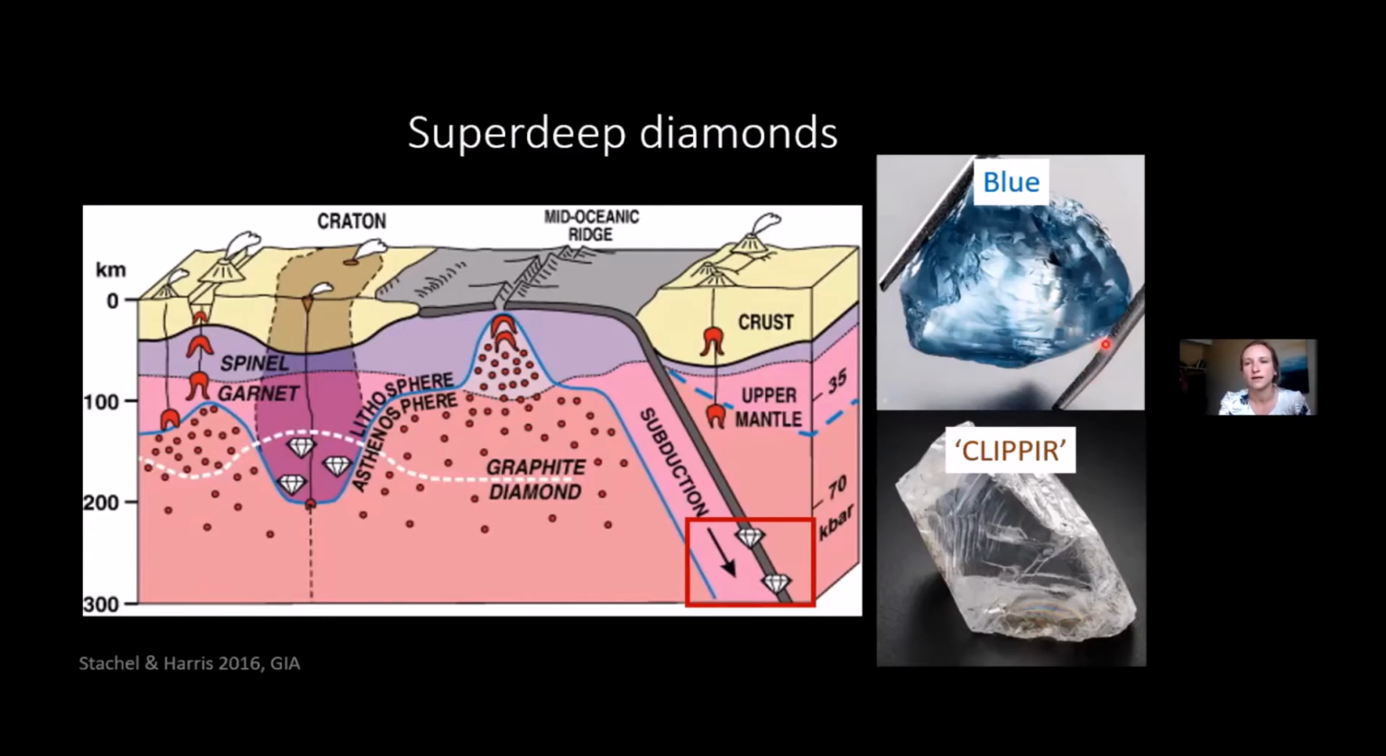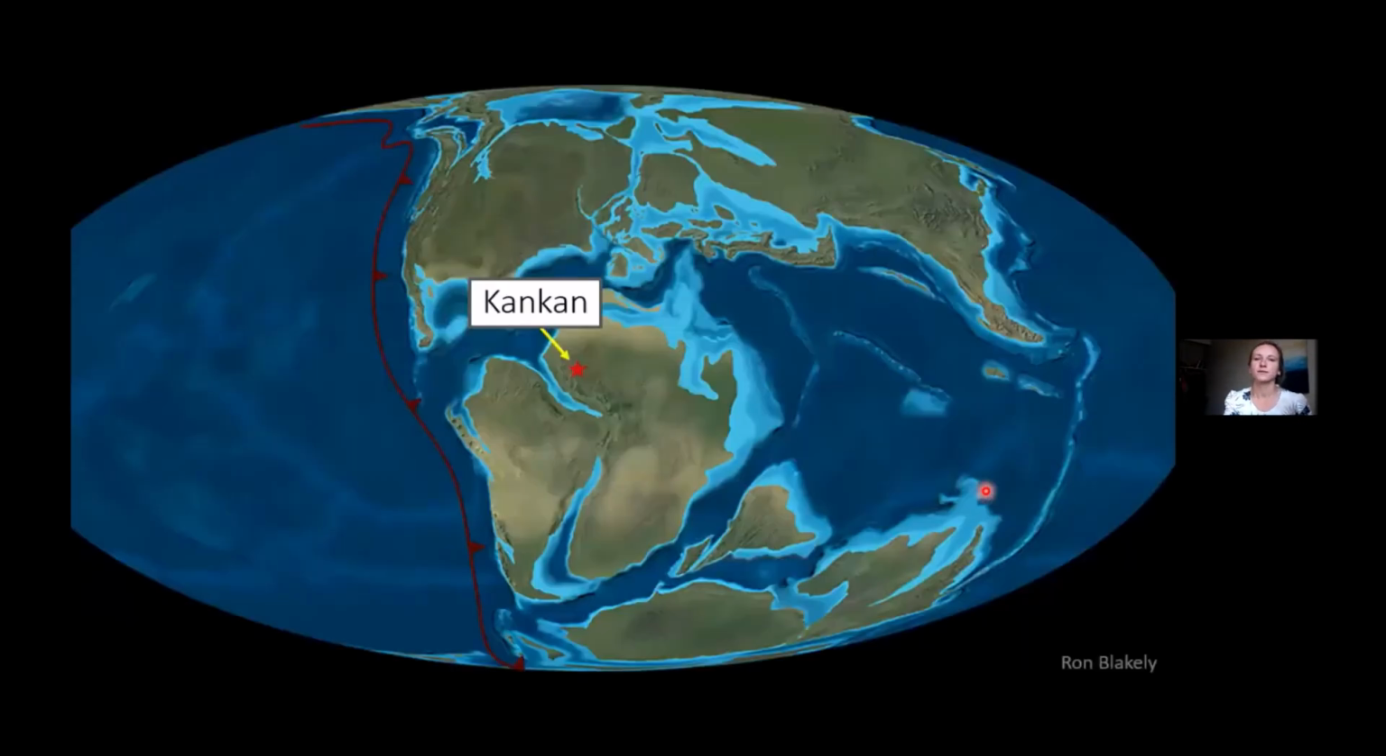And I would say there are two popular types of super deep diamonds. This includes not only blue diamonds, which have boron impurities in their crystal lattice, but also something called CLIPPIR diamonds, where CLIPPIR is an acronym that refers to the inclusion-poor, large nature of these diamonds that also have highly resorbed edges. So the deposit we're going to be talking about today is the Kankan deposit, which is found in Guinea. And luckily for us, this deposit not only has lithospheric diamonds, but it also has two distinct types of super deep diamonds.